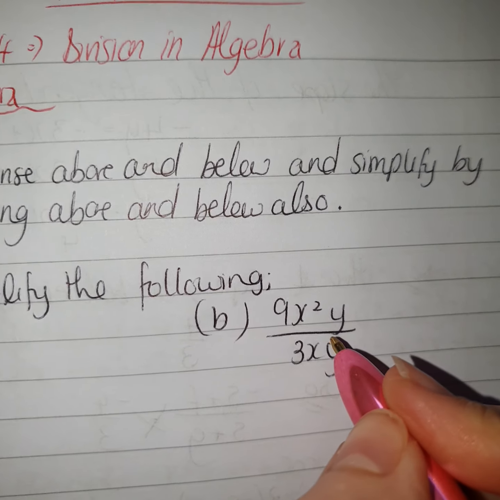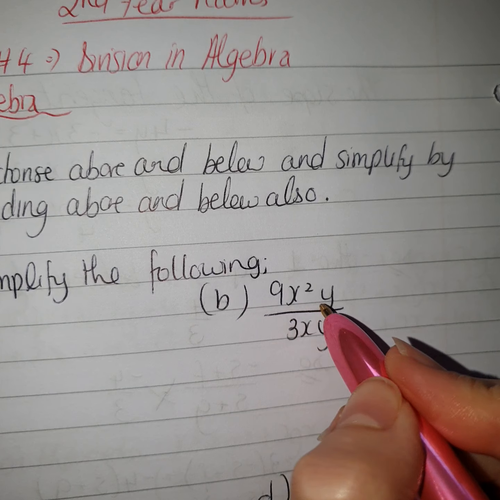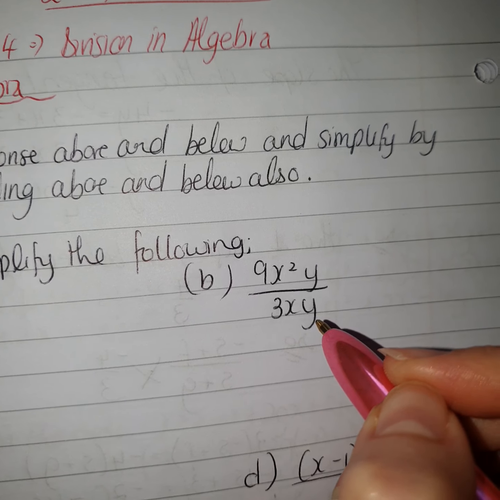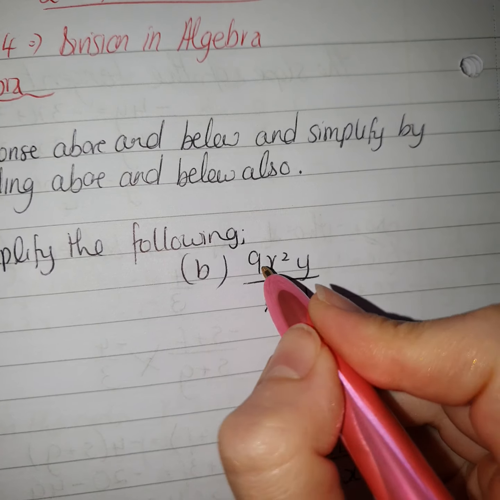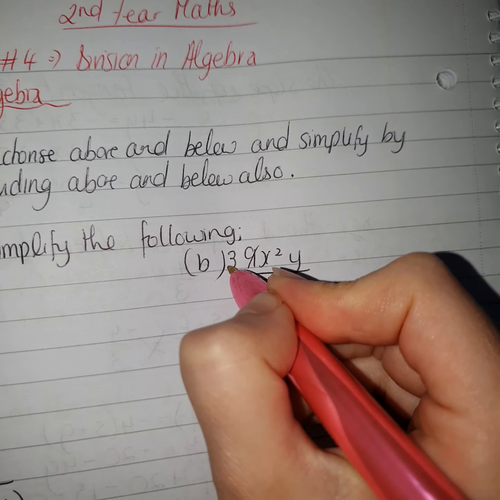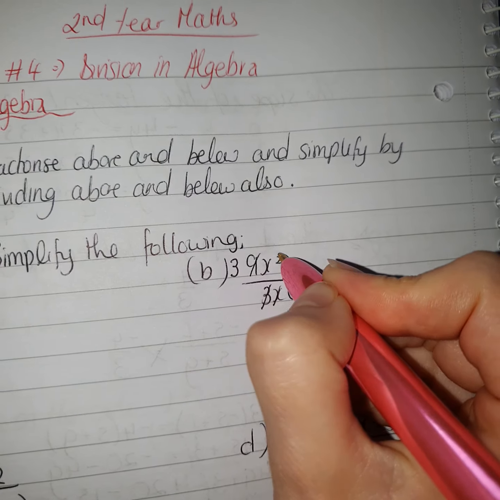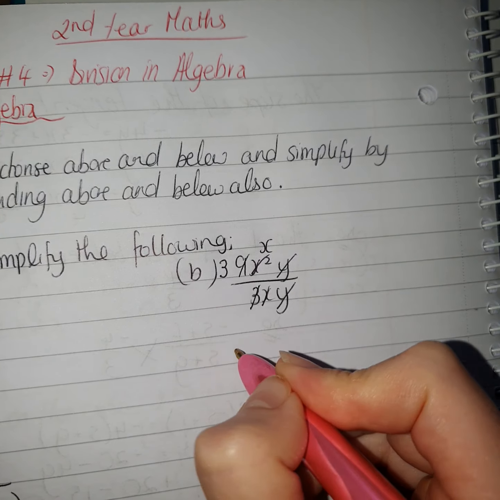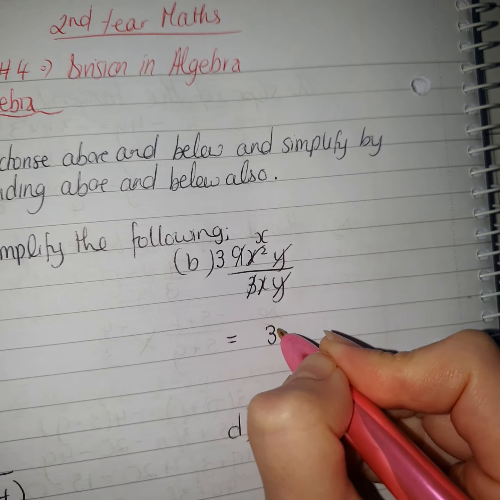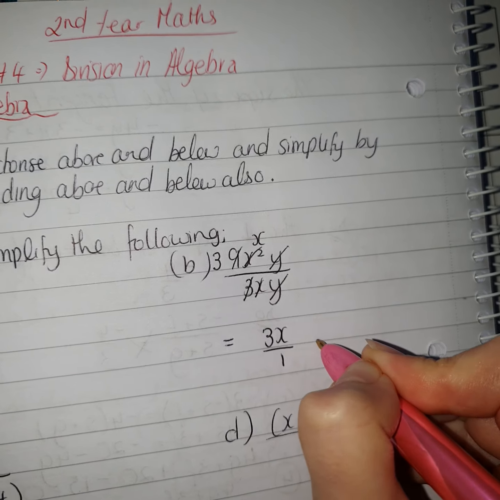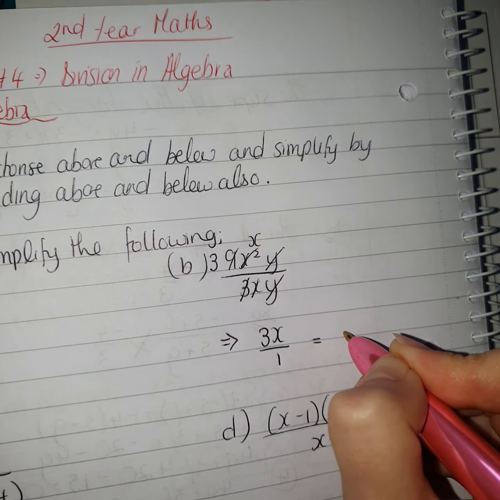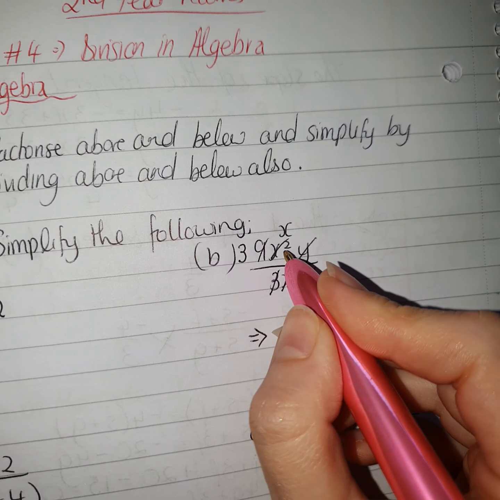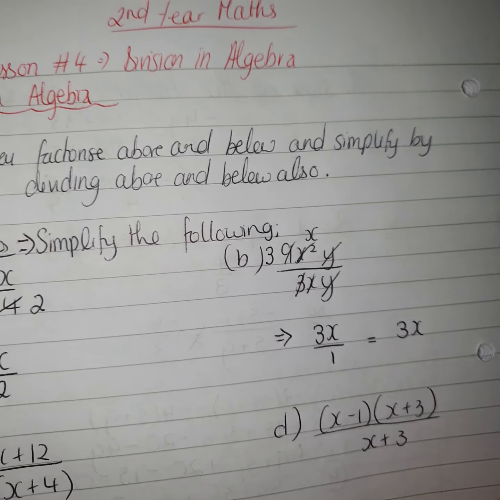Now let's look here. Okay, I've got 9x squared y as my numerator. I've got 3xy as my denominator. So I can divide: 3 goes into 9 3 times. X goes into x squared and you're left with x, and y goes into y once. So really your answer for this is 3x all over 1, which becomes 3x, okay? Because everything down here went in and divided into above, so we're left with 3x.